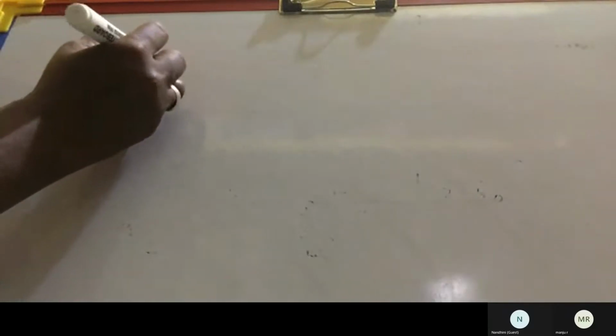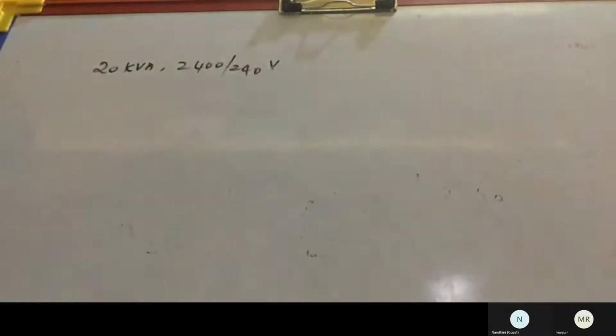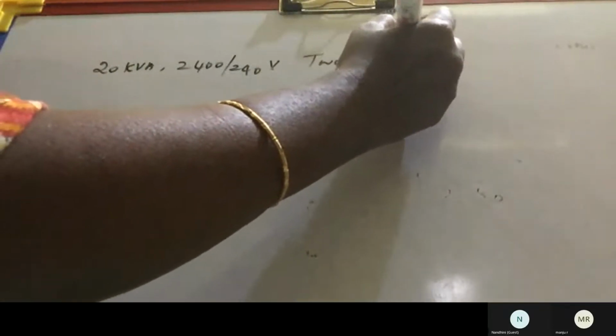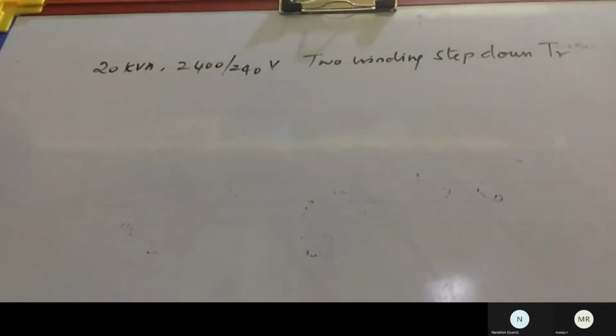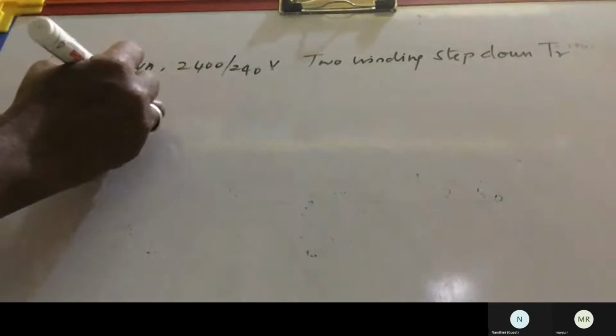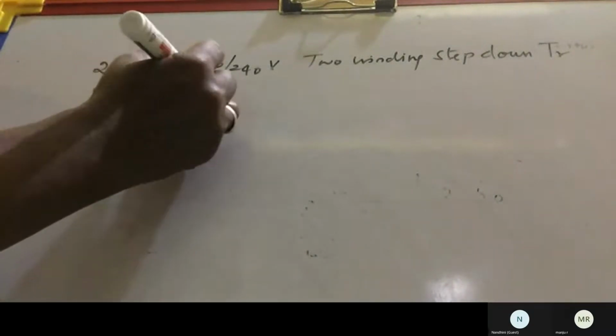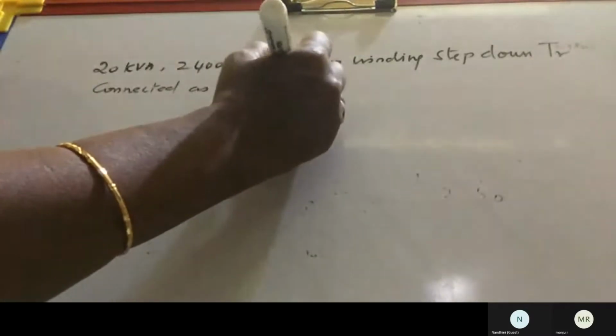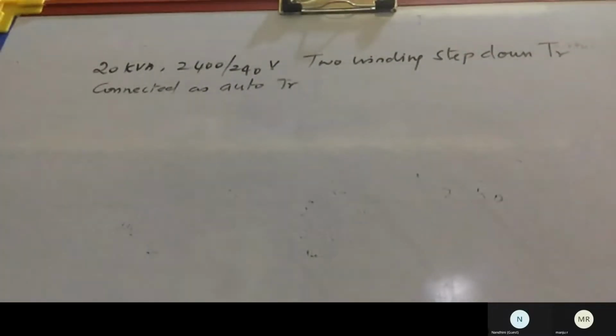Take a 20 kVA, 2400/240 volt, two winding step down transformer connected as an auto transformer with additive polarity.